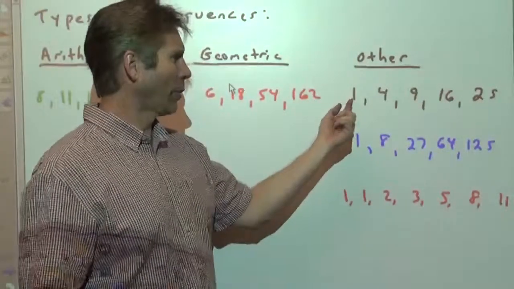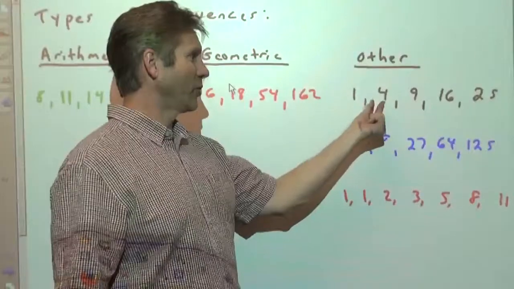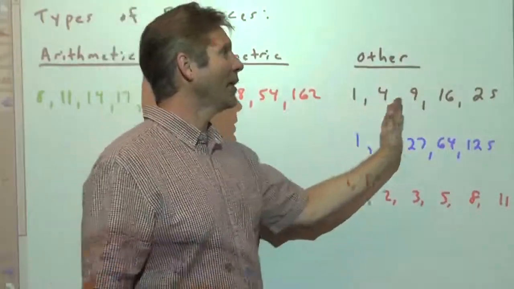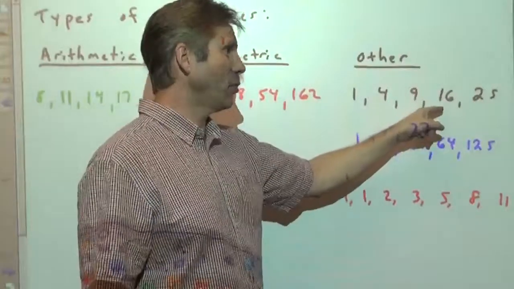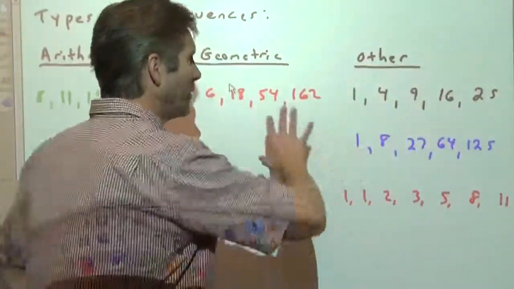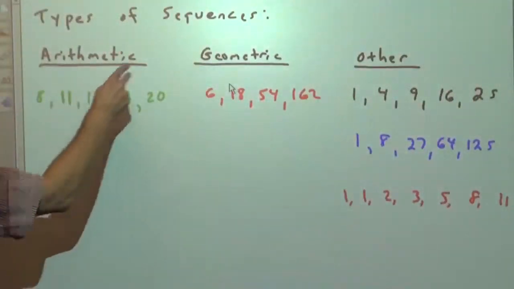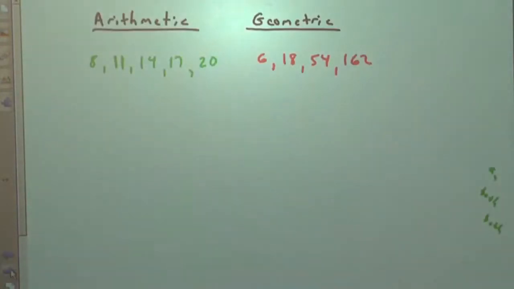What we discovered on our homework last night is this is 1 squared, 2 squared, 3 squared. So the pattern here is that the number of the term gets squared and that gives you what the actual term is. We'll be dealing with those later. We want to focus on these guys mostly in this unit.